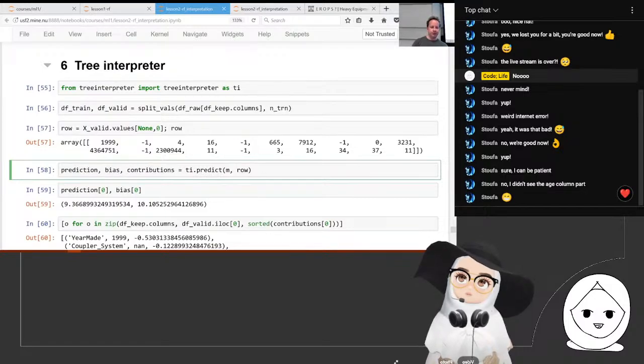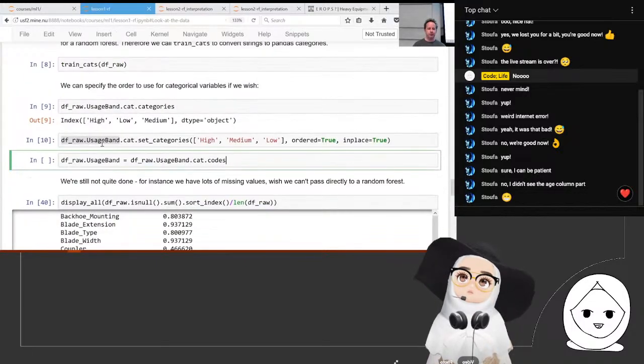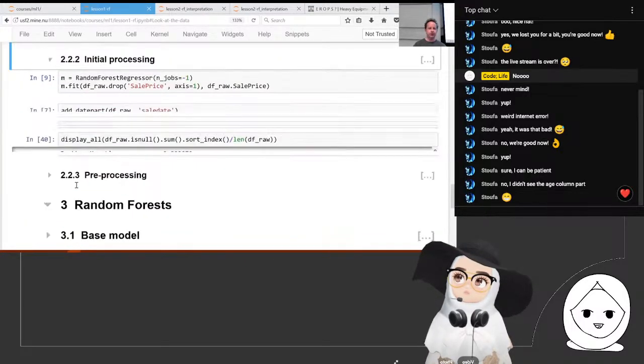The first is the prediction from the random forest. The second is the bias. The bias is basically the average sale price across the whole original data set. So remember, in our random forest, we started with single trees.